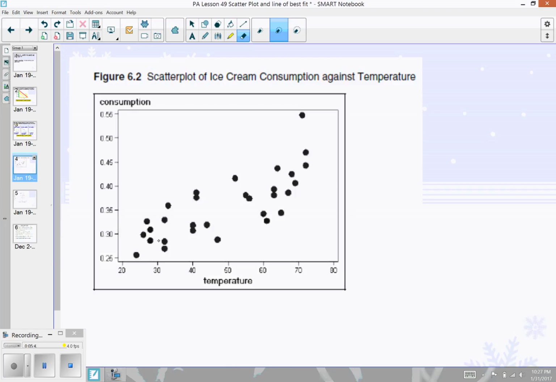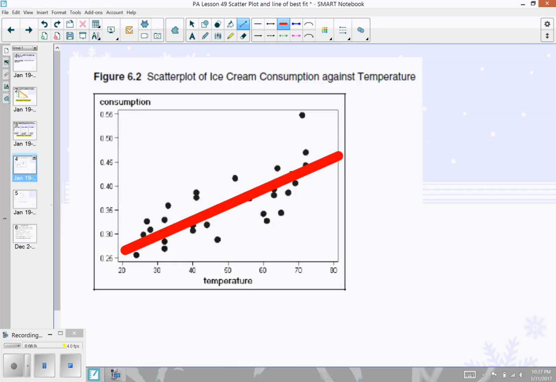And as we see, our data looks clustered together, and it's generally going in an upward direction. So we could draw a line representing our data going like this. I would say maybe more like that. And it's saying as the temperature increases, the amount of ice cream that we consume increases as well. So that's a positive correlation or a positive relationship.